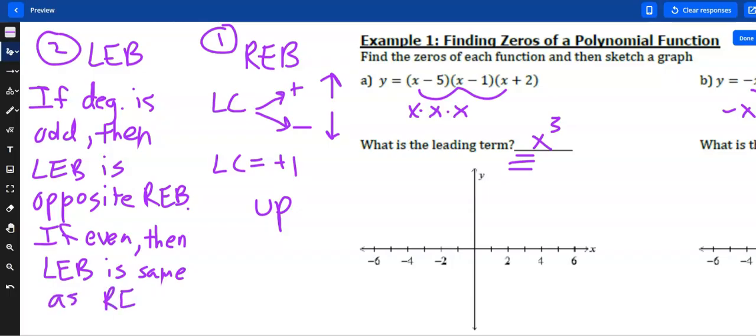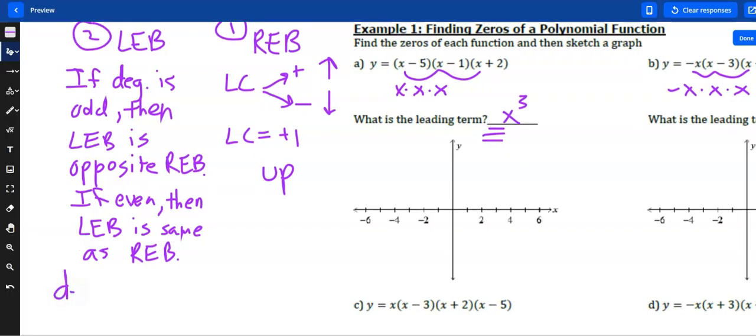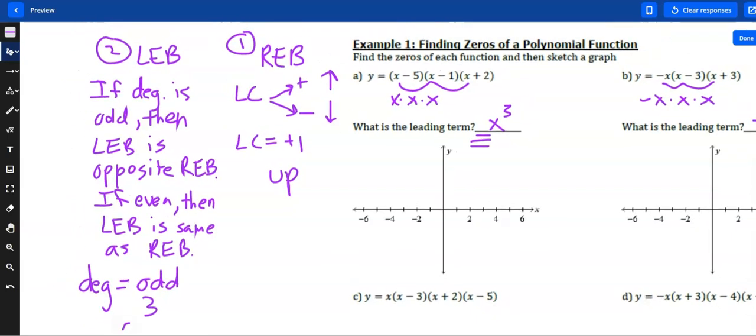But if you don't know what the right end behavior is, then what are you going to say? Left end behavior is opposite or the same, but you don't know what the right one is. Find the right one first. Well, what do we have here? We have a degree which is odd, right? We have a 3, and 3 is an odd number. So since the right is up, that means the left will be down. We are going to hold that end behavior in our back pocket and come back to that in a minute.